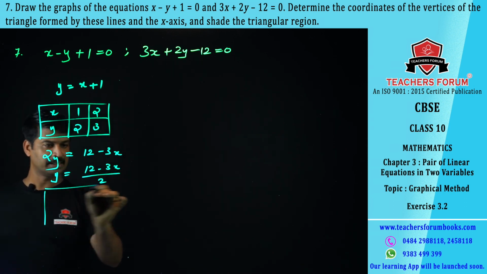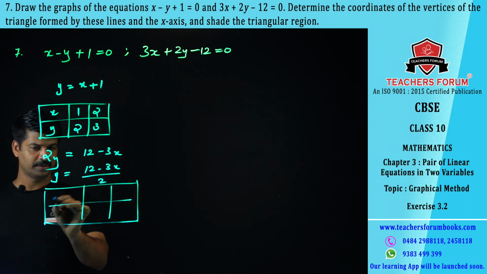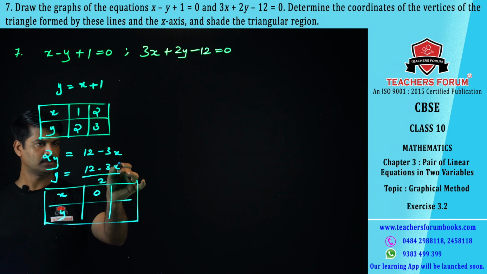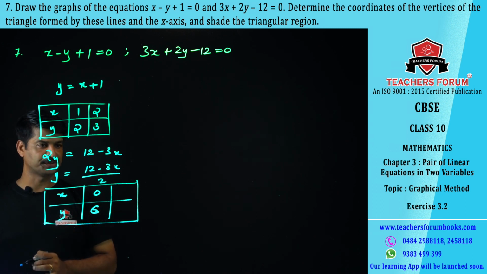Okay. Now let us give different values for x and let us find the corresponding values of y. x and y. Now let us keep 0 as x. So this term becomes 0. What is 12 by 2? 6. So when x is equal to 0, y is equal to 6.